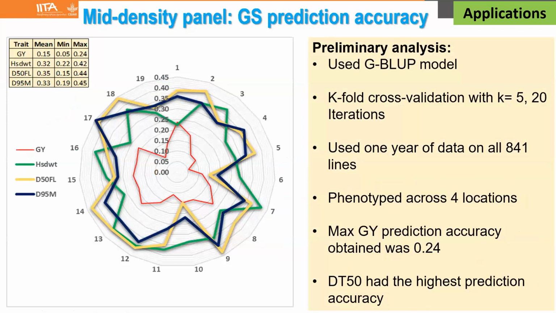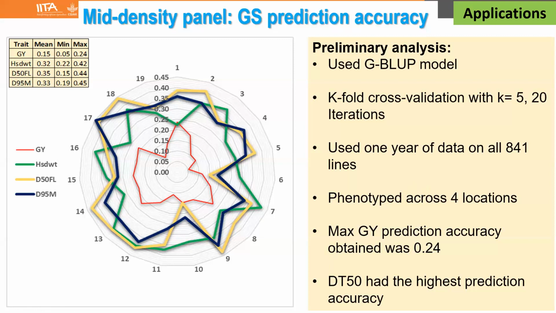And with the preliminary data that we had on the 800, we thought of checking just the accuracy of prediction. There was just 1 year of data. And so we just ran the GBLUP model and did some cross validations with K folds of 5 and 20 iterations. With K equals 5, that means the entire set was subdivided into 5, and then a lot of sampling is done. You make one set a prediction set, and then the other set is a selection set, and then try to estimate the breeding values and run some kind of correlations.